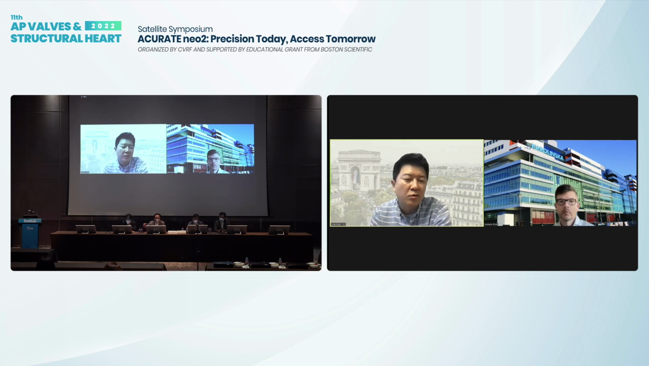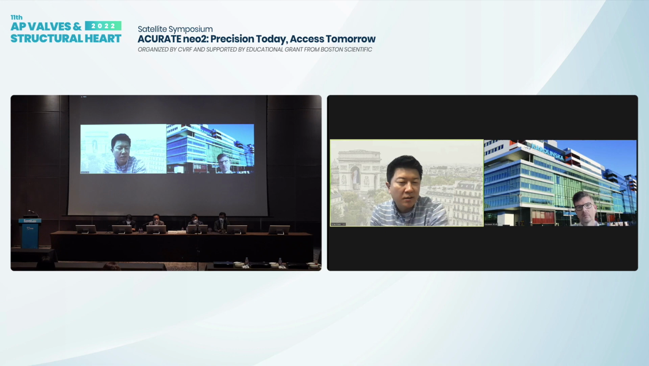I'm also using Evolut, Portico, Navitor, and also Sapien with a very high implantation position. Sometimes we aim at 0, and still all other platforms are higher than the ACURATE neo. So I think this is also one example that you might take benefit of. And I think it is also very nicely usable in very horizontal aortas and tortuous anatomies.